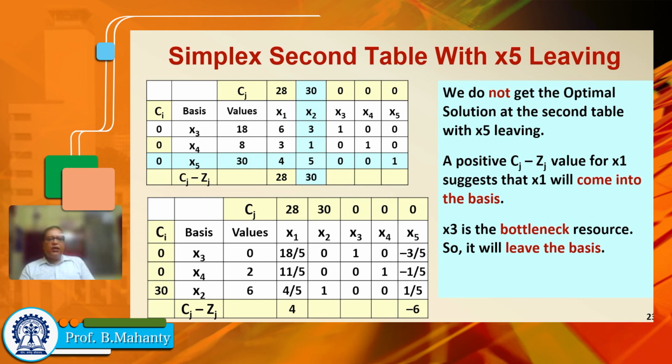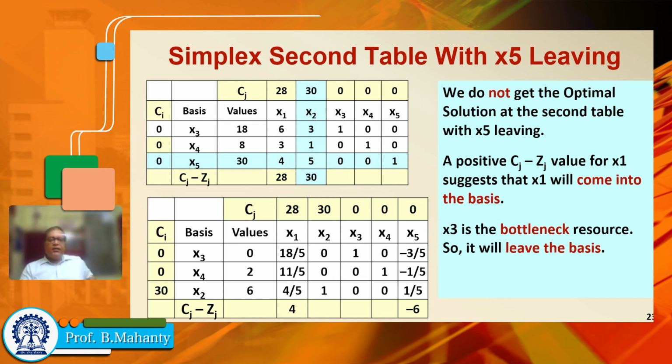This 6 will now become 6 minus 4 into 3 by 5. So 6 minus 12 by 5, so 18 by 5. This 3 will be 3 minus 4 by 5, that means 15 by 5 minus 4 by 5, so 11 by 5. Similarly, you can also compute the x5 coefficients. And then we can compute the Cj minus Zj: 28 minus 30 into 4 by 5. So 28 minus 24, that is equal to 4. And this value would be 0 minus 30 by 5, so minus 6.